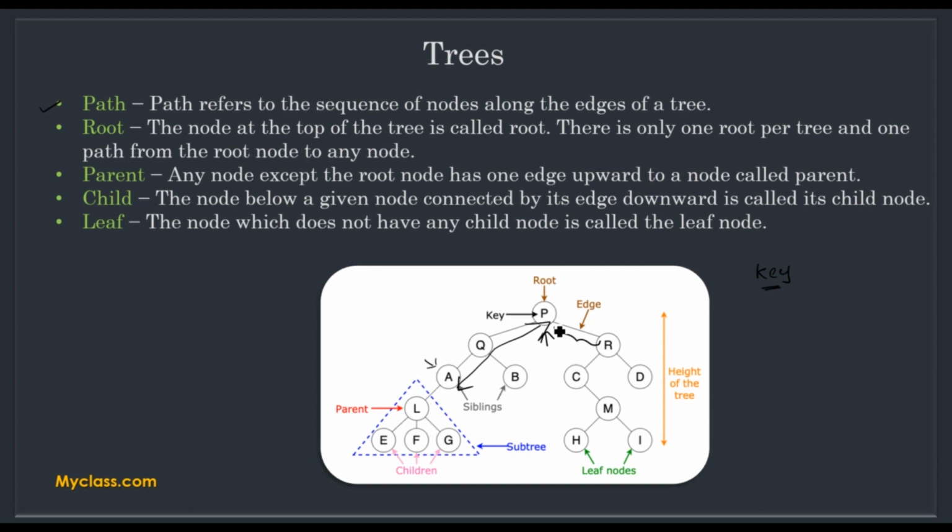So what is the path to reach I? P, R, C, M, I. This sequence we can call a path. P, R, C, M, I.